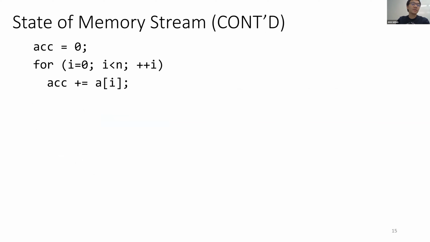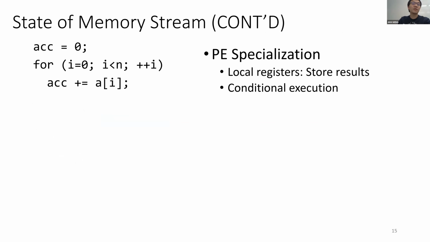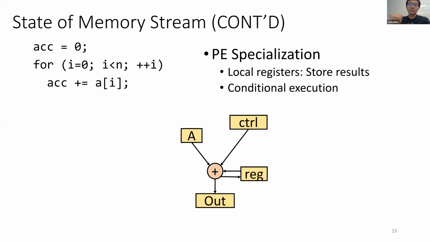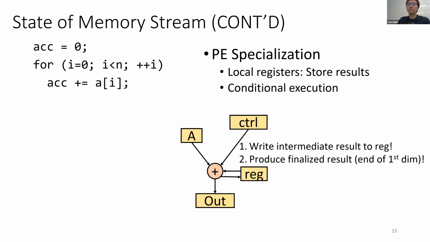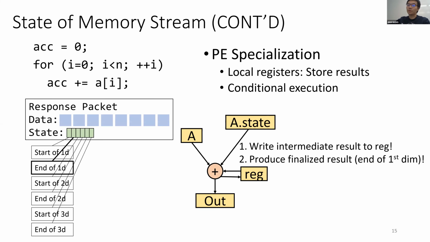Another use case is the accumulator idiom for the processing element. Assuming each processing element has a local register and supports conditional execution, then the data flow graph looks like this. Basically the control signal should tell the processing element two things: write the intermediate result to the register, and produce the finalized result at the end of the first dimension. All this information can by nature be encoded in this state of the stream.